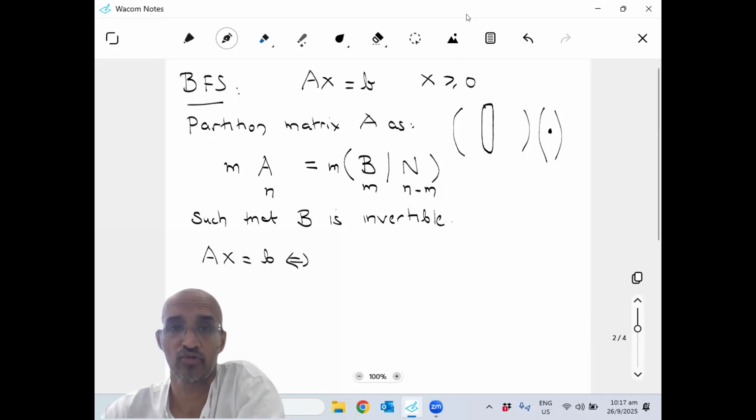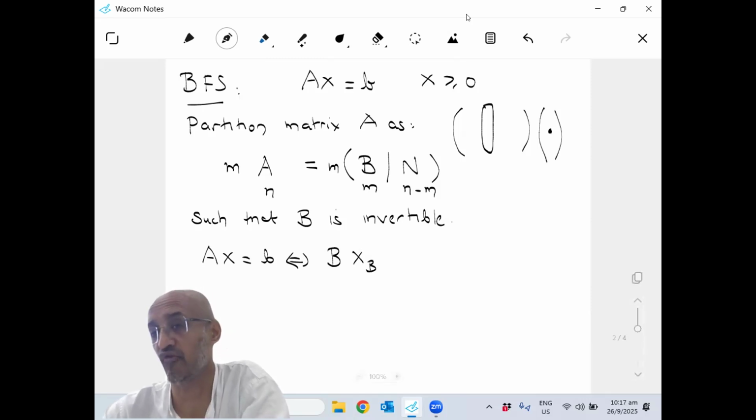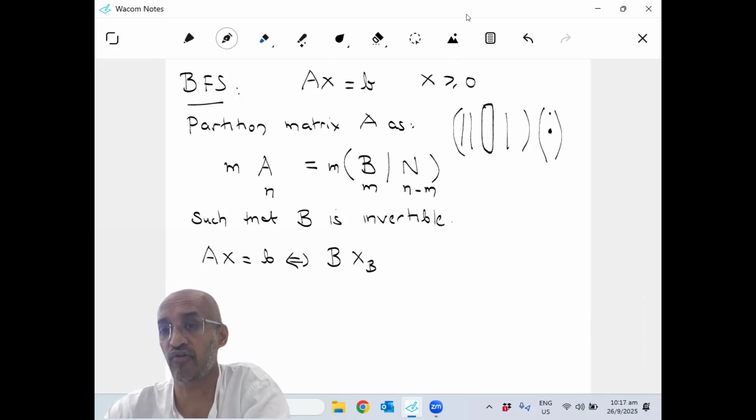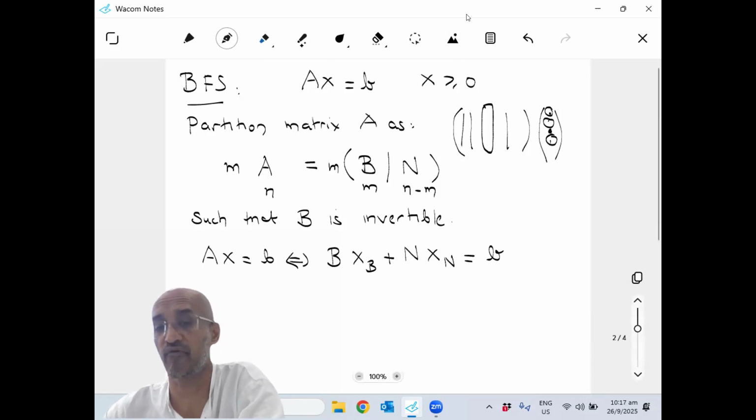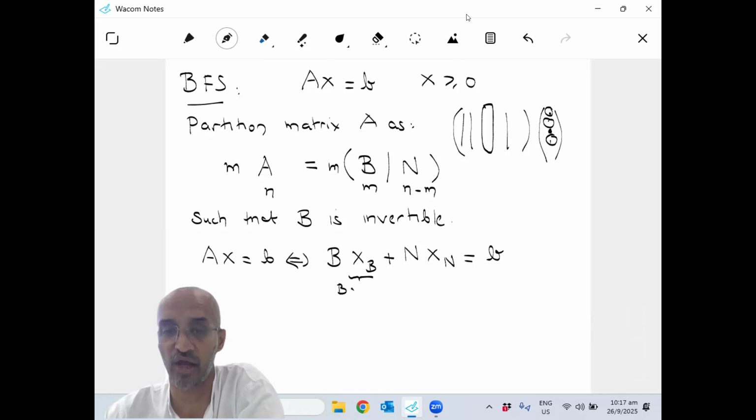So I can rewrite this as B times a set of variables. Let's say I pick this column, a third column, a fourth column. So the corresponding first, second, and fourth variables form my variables x_B. These are going to be called basic variables, and the corresponding remaining variables are going to be called non-basic variables. So I'm partitioning my variables x into two parts, basic variables and non-basic variables.